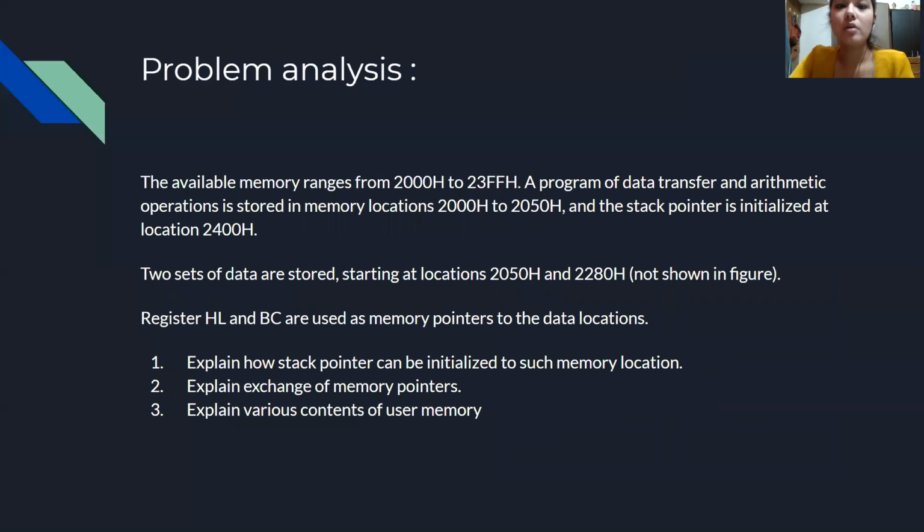Now let's take up a problem and understand all of the functions and arithmetic of the stack pointer. What we are given here is that the available memory ranges from 2000H to 23FFH. The program of data transfer and arithmetic operation is stored in memory locations 2000H to 2050H, and the stack pointer is initialized at 2400H. Two sets of data are stored starting at locations 2050H and 2280H.